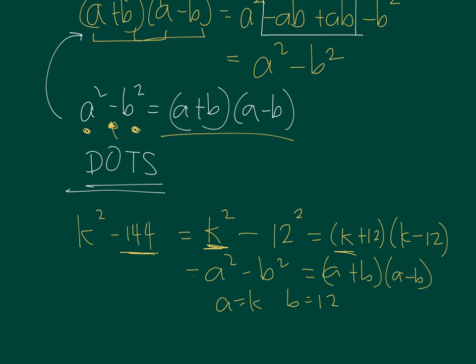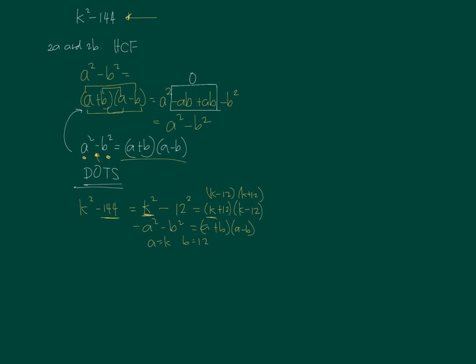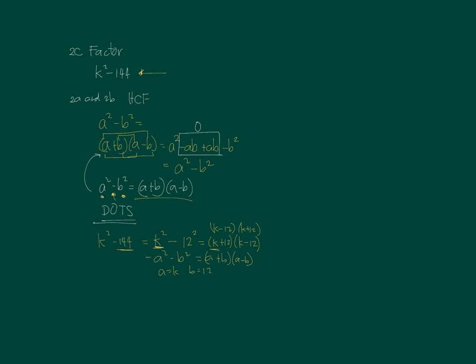Now, if you may ask, is it the same as k minus 12 times k plus 12? Yes, the order is not important, so you can write k minus 12 before k plus 12, or k plus 12 before k minus 12. Okay, so again, just to summarize the idea, if you're given an expression that you want to factor and it follows the difference of two squares format, then you just have to apply the formula: a squared minus b squared is equivalent to a plus b times a minus b. Okay?